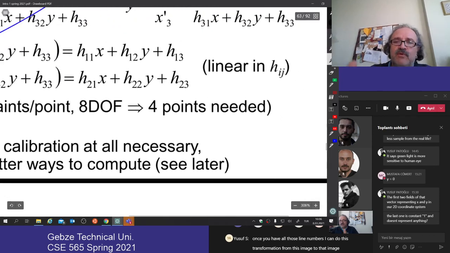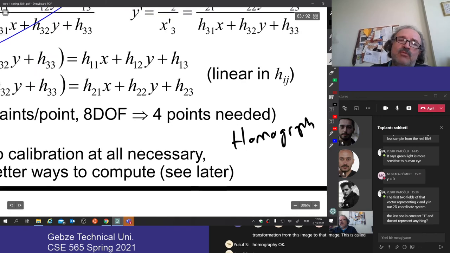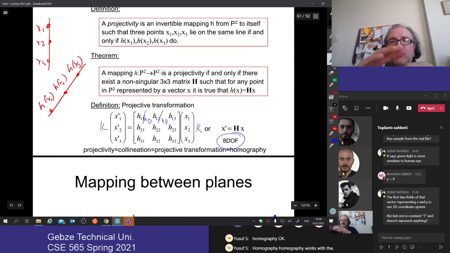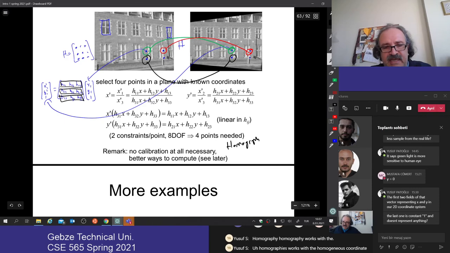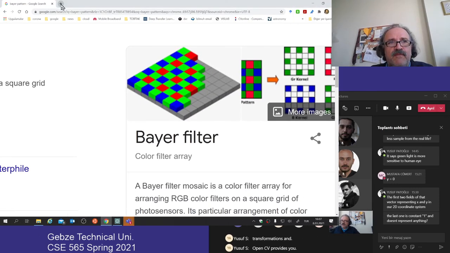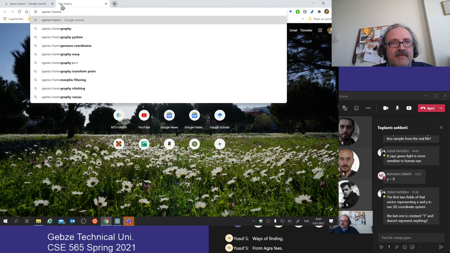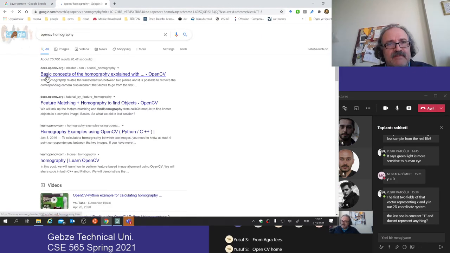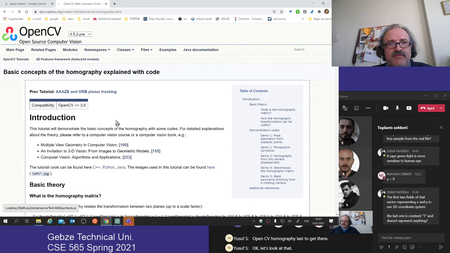This is called homography, okay? Homography works with the homogeneous coordinate systems, and it's very useful to make these kinds of transformations. And OpenCV provides you ways of finding homographies. Let's look at the homography methods of OpenCV.